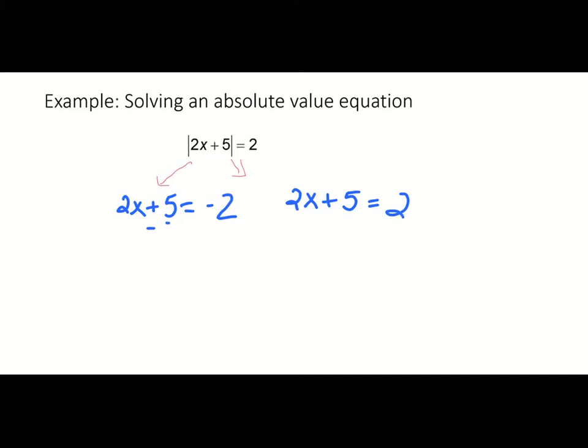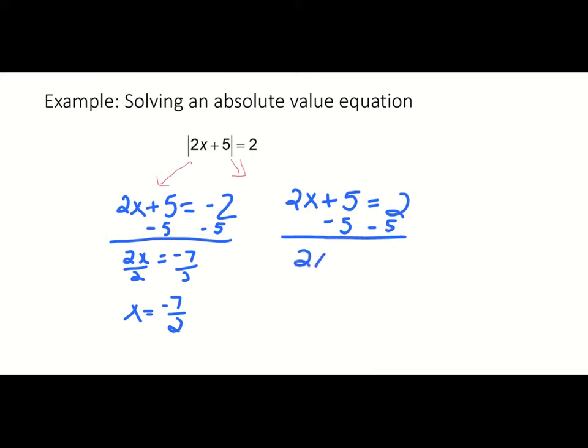So I'll subtract 5 from both sides on the first one, and I get 2x is equal to -7, divided by 2. So x equals -7 over 2. And then here I will subtract 5, and I get 2x is equal to -3, divided by 2, and we get x equals -3/2. And then remember, you do want to check for extraneous solutions. You want to make sure that your solutions work in the equation.